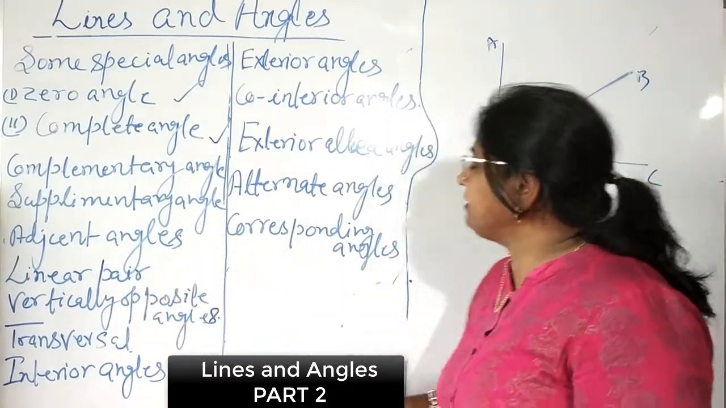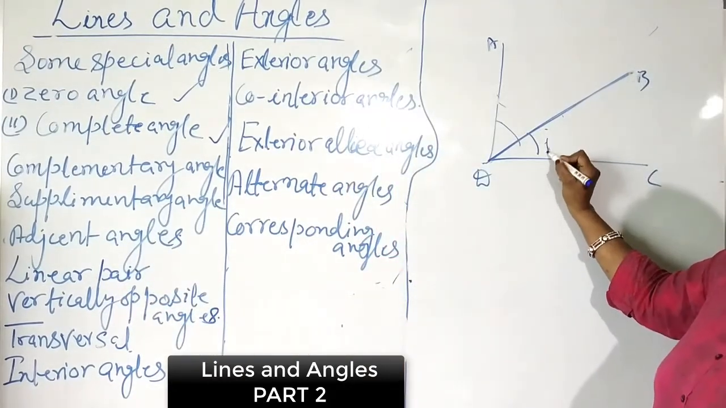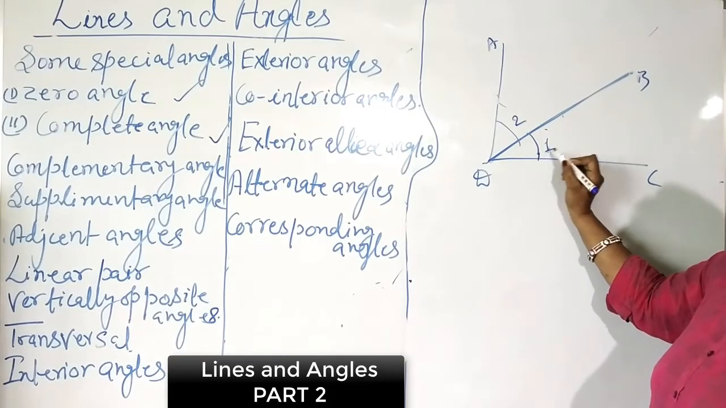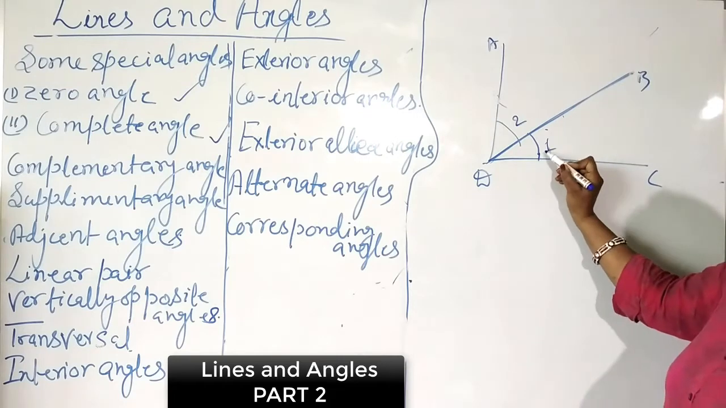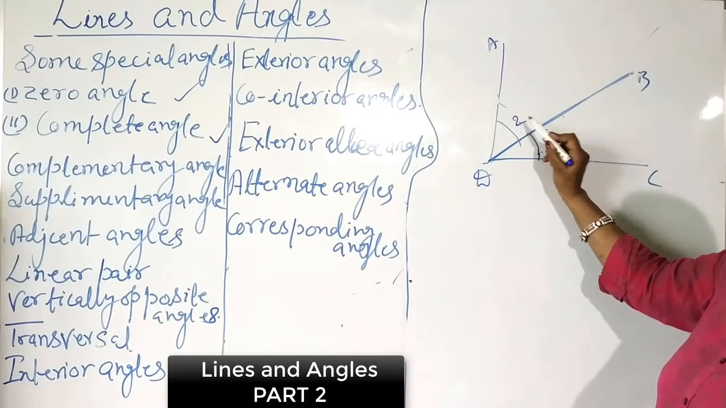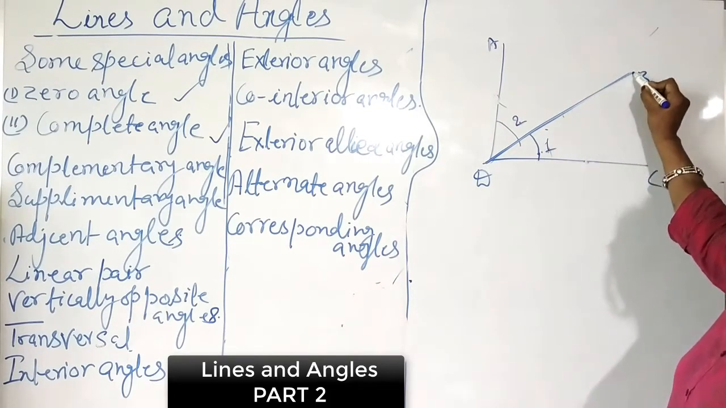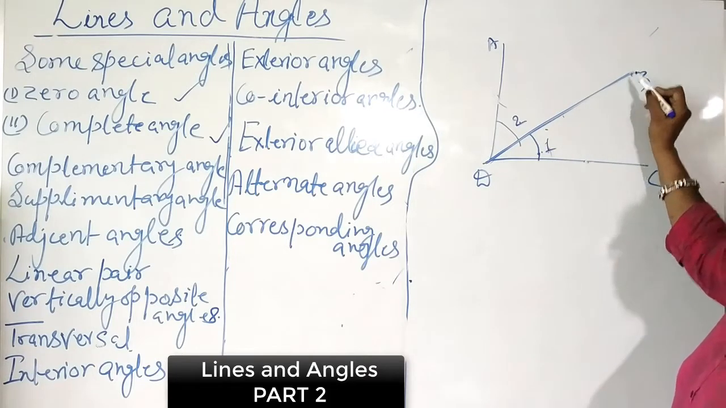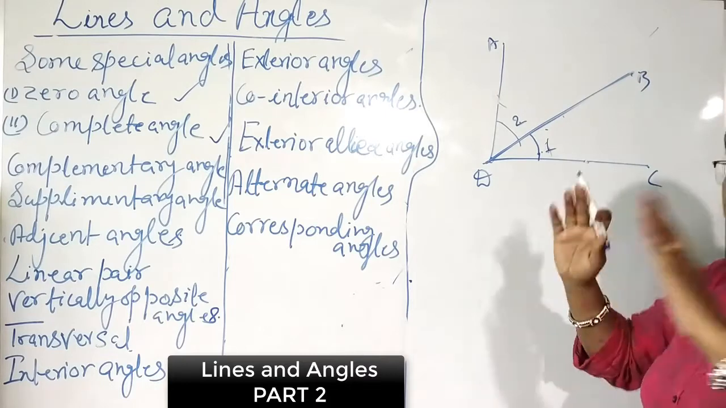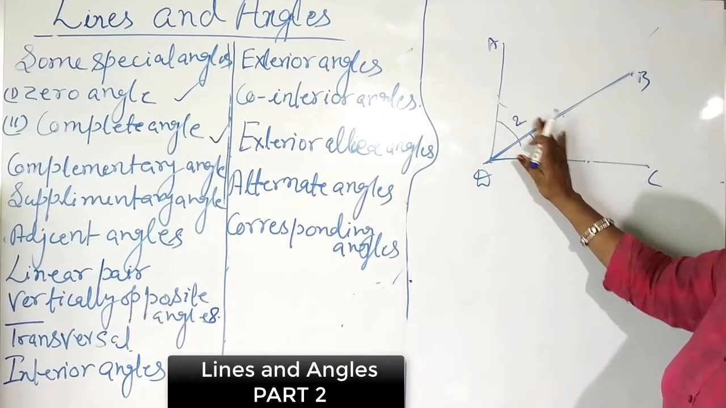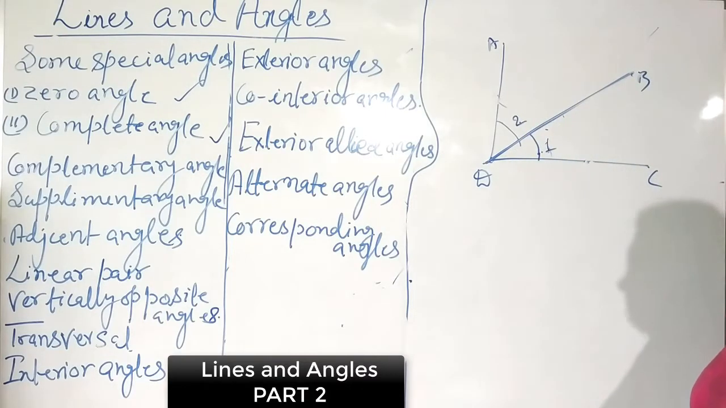Then it is called adjacent angles, just like angle 1 and 2. Angle 1 and 2 are adjacent angles, because angle 1 and angle 2 both have one common arm DB, and the other arms DC and DA are opposite to each other. Then it is adjacent angles.